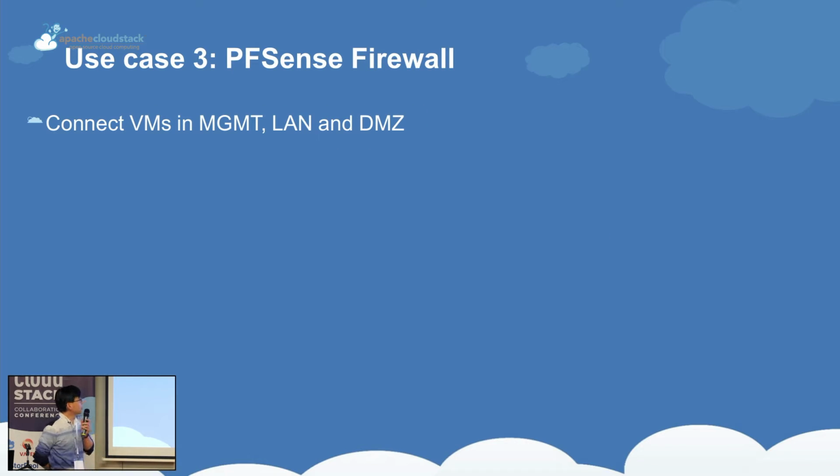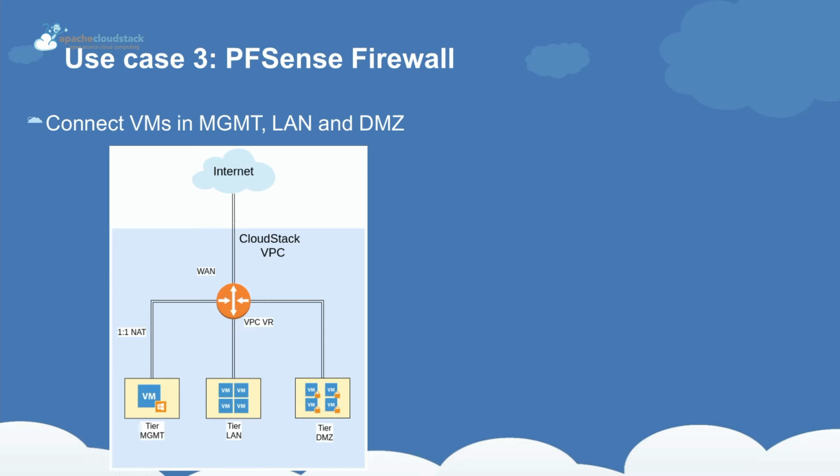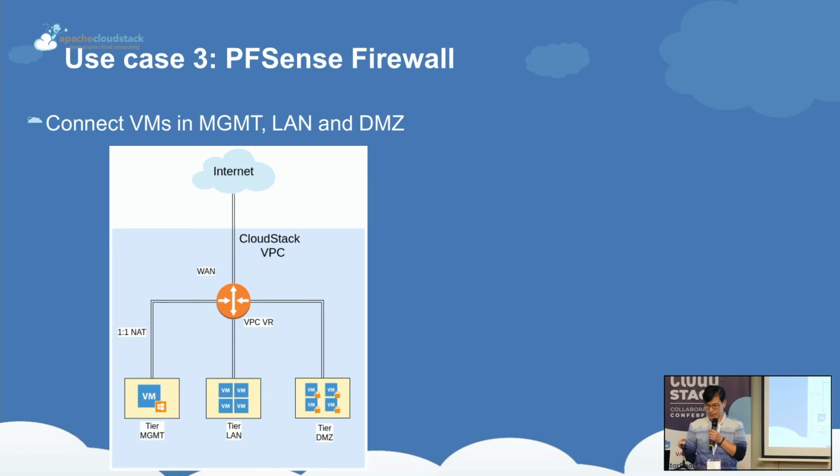The third use case is the pfSense firewall. We want to connect VMs in a management network, a local network, and a DMZ. Currently we can create a CloudStack VPC with three tiers: one for management, one for local, and one for DMZ, and we can set up a DNAT to the VMs in the management NICs so we can access the VMs.